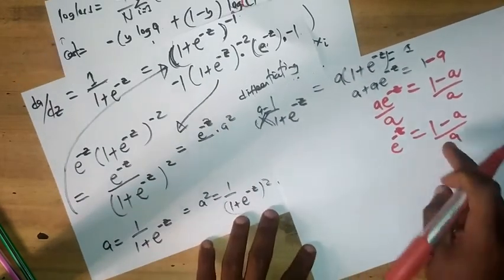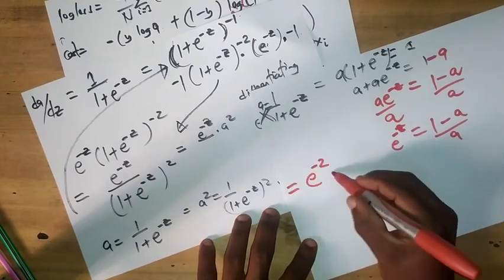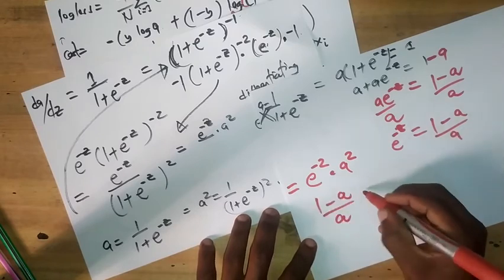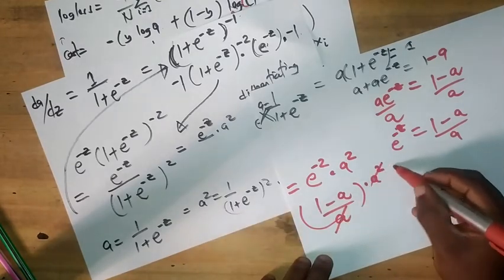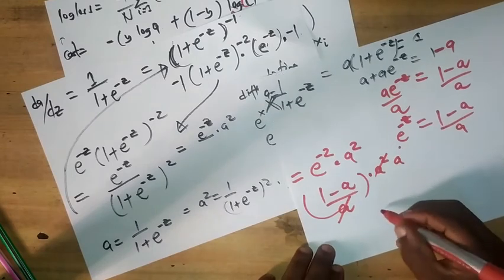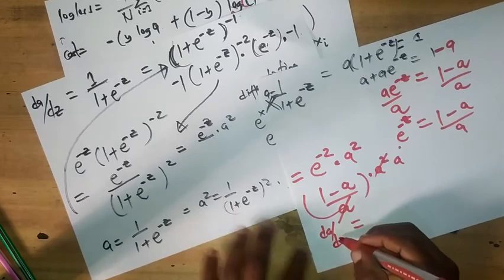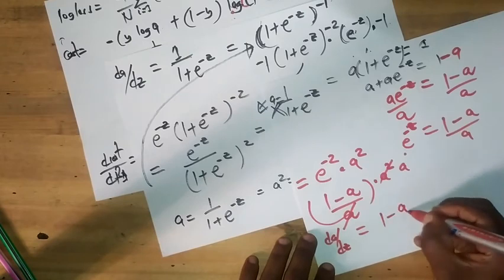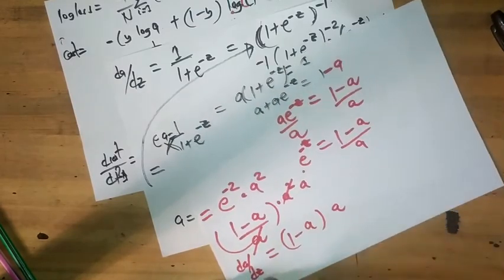If we substitute this into the formula we have here, e to the minus z multiplied by a squared, the value of e is 1 minus a divided by a, multiplied by a squared. This a will cancel with one of the a's here. So the final dA/dz, that's what we were finding here, becomes 1 minus a multiplied by a. This is our final dA/dz.